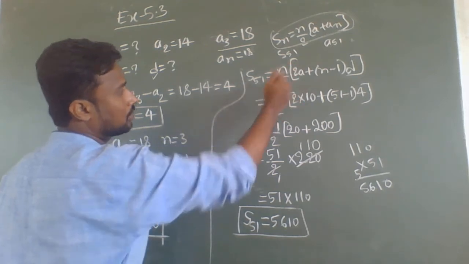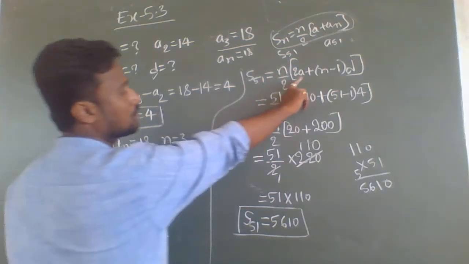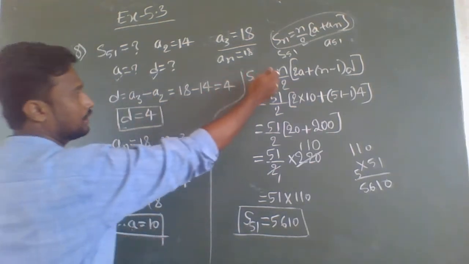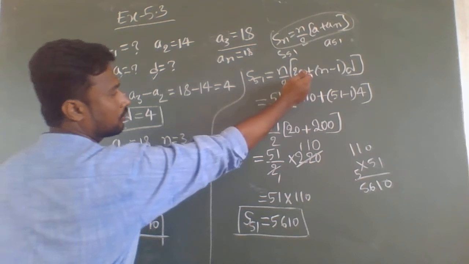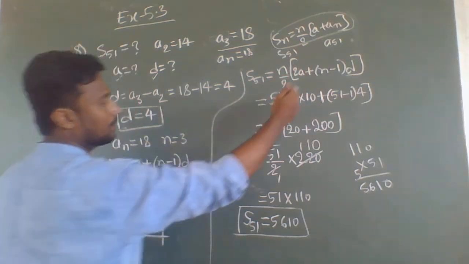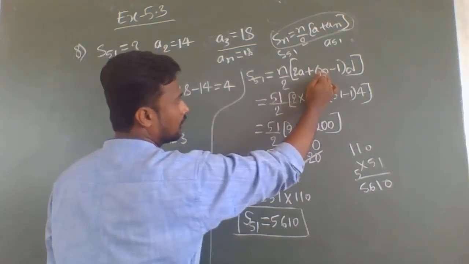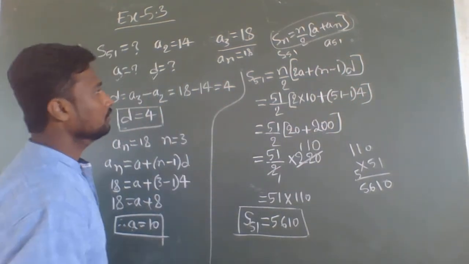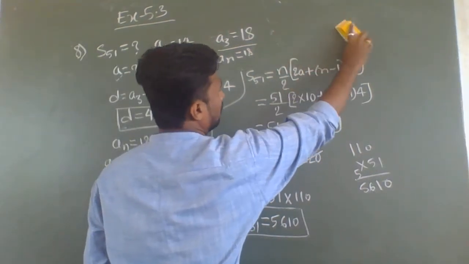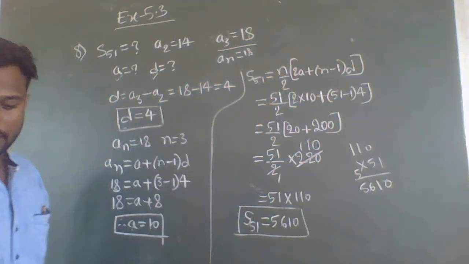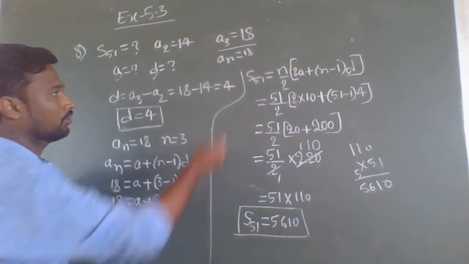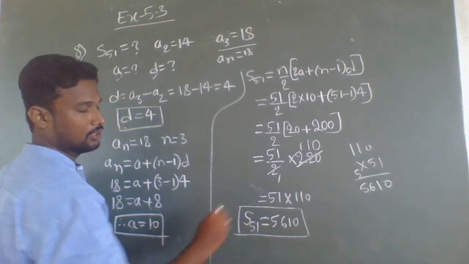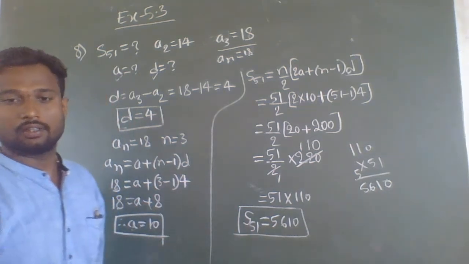Therefore I use the other formula. S51 is equal to n by 2 into bracket 2a plus n minus 1 into d. Okay, here we have the value of n, which is 51 only, and we calculated the value of a, and again we have the value of n, and we calculated the value of d, right? So by using all these values and this formula, I can easily calculate the sum of 51 terms, and finally I got the value of S51 as 5610.